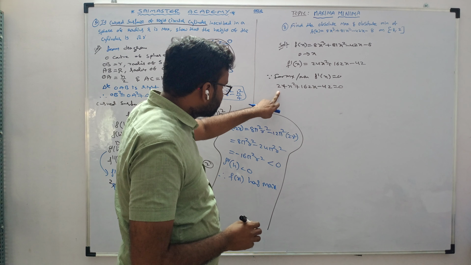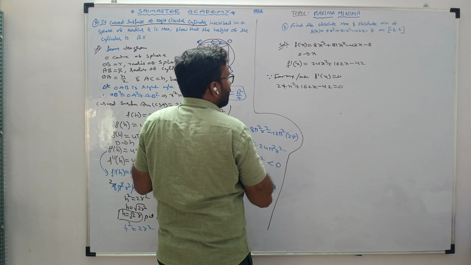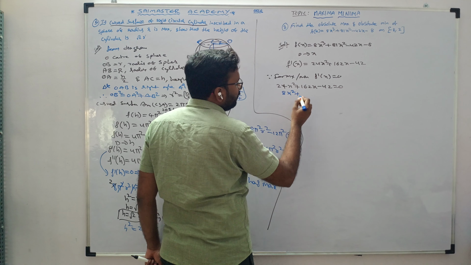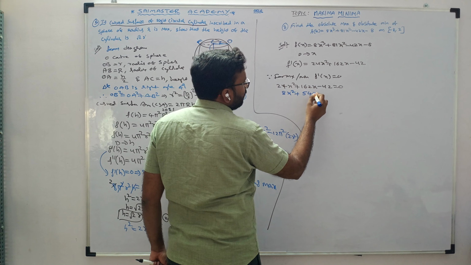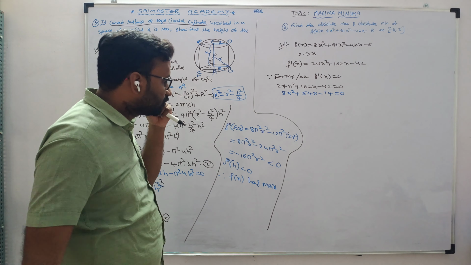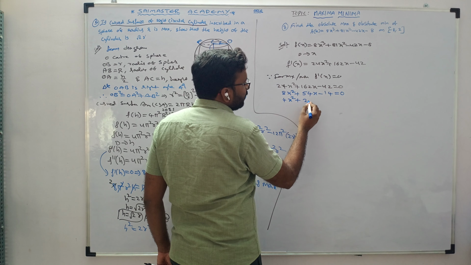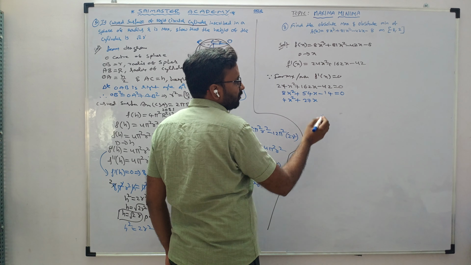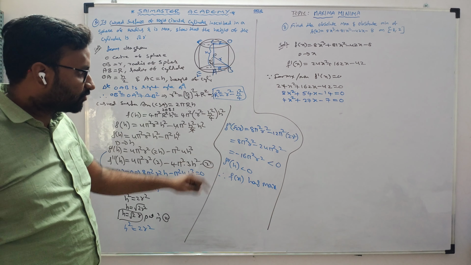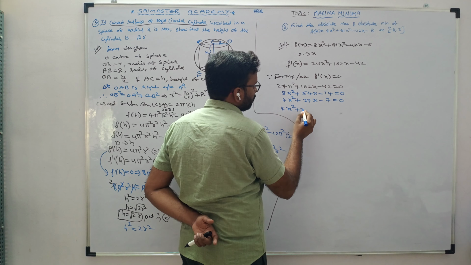What can we take common? Can we take 3 common? Yes, 3 we can take common. Taking 3 common: 3 8s are 24, 3 5s are 15... 3 4s are 12. Again we can take 2 common. 2 4s are 8, 27, 2 7s are 14, equal to 0. Now we have to apply factorization. So 7 4s are 28. 4x square plus 28x minus x minus 7 is equal to 0.